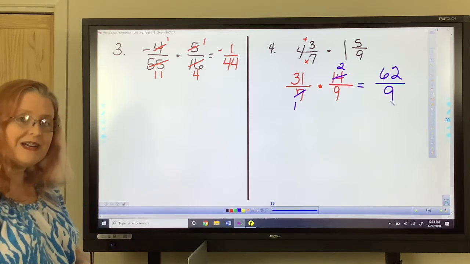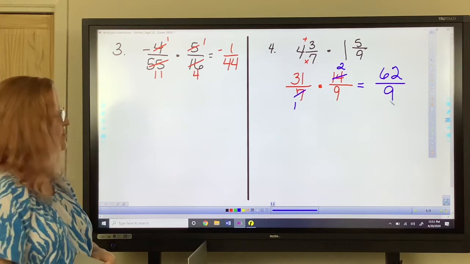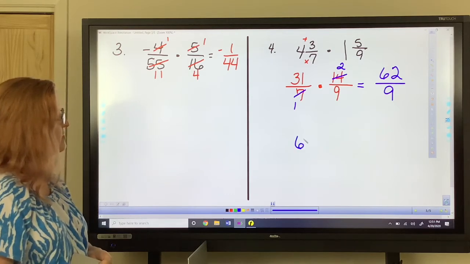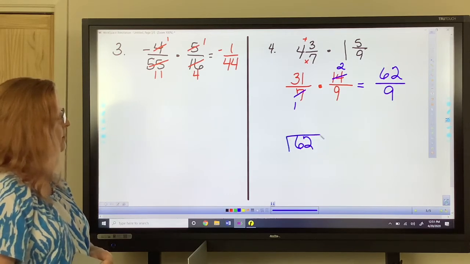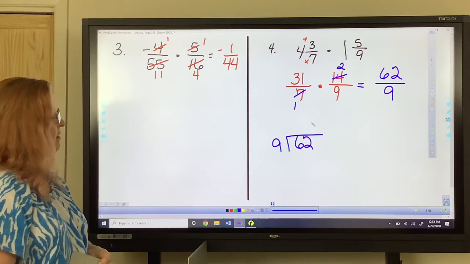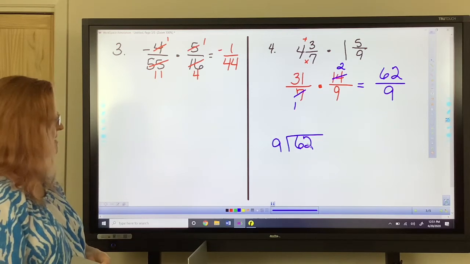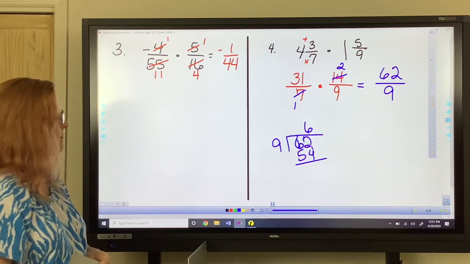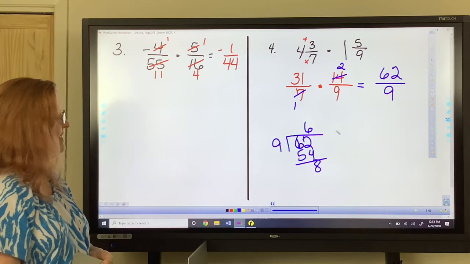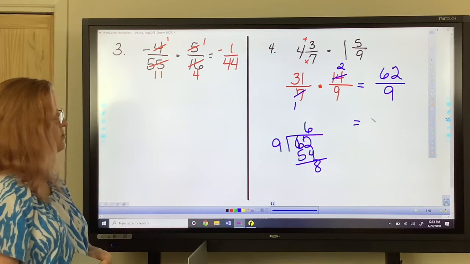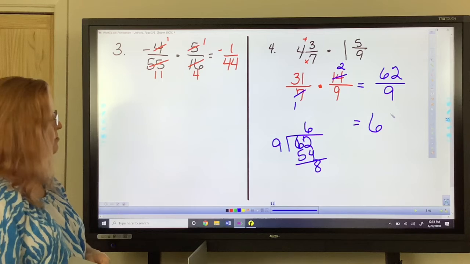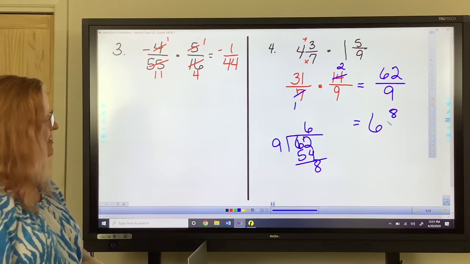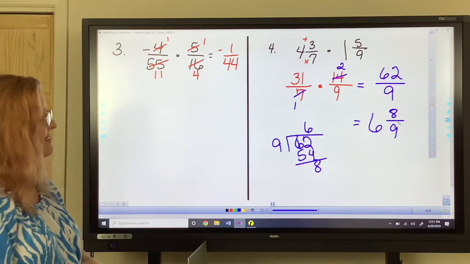If they want your answers back in a mixed fraction form, you divide the top by the bottom. And we know it's not 7 because that would be 63, so it has to be 6. And that would be 54, subtract, and so that's going to be 8. So our answer is going to reduce back into a mixed number as 6 and 8/9.